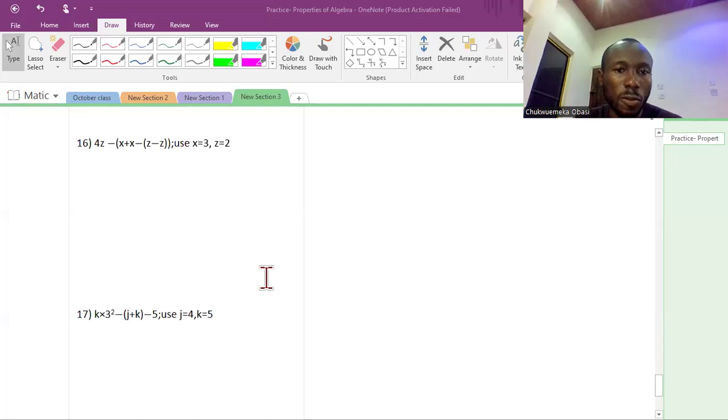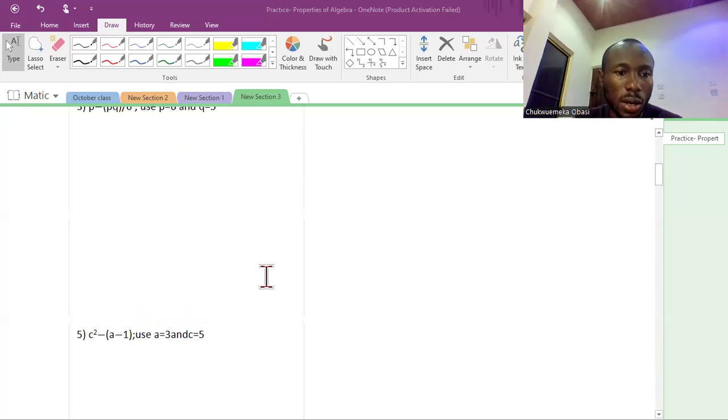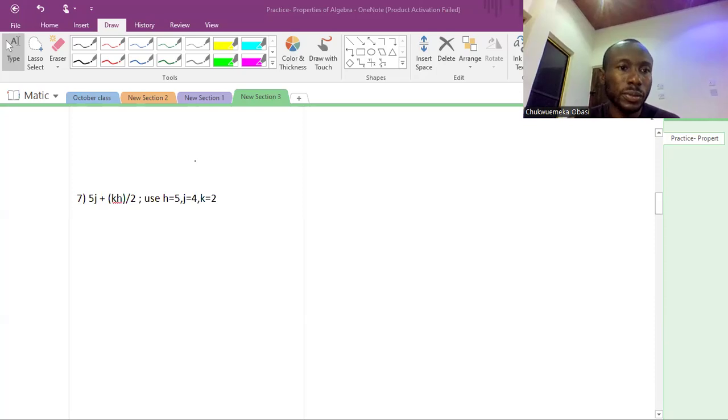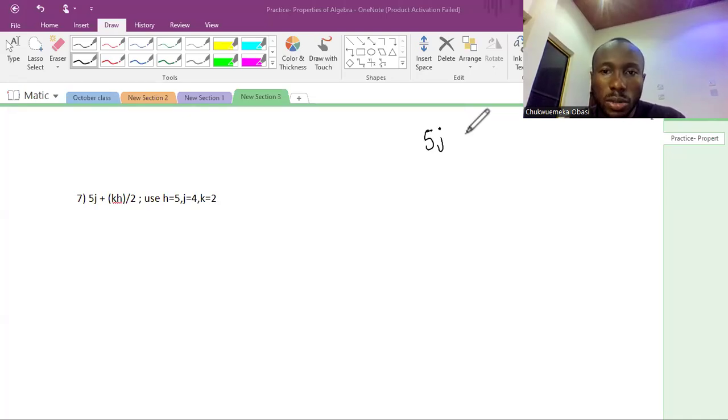All right, I think we've moved past the next question. The next question should be question 7. Yeah, this is where we are, question 7. Okay, so we have question 7 to solve. We have 5j plus kh over 2 in brackets. Then that is all. So this is an algebraic expression, like I said earlier. Why? Because it does not have the equality sign. And we want to simplify this expression with the given values for the unknown variables. You can see the h is 5, j is 4, and k is 2.